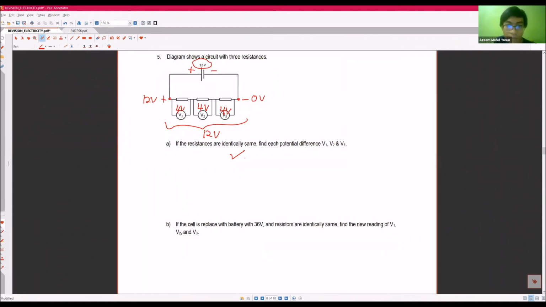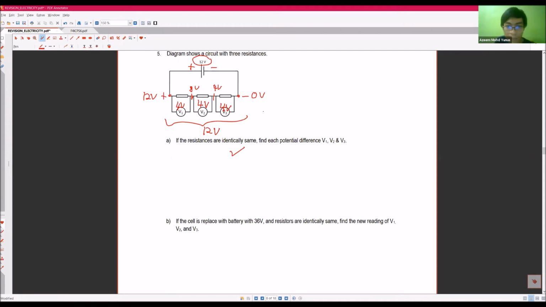If you want to check it one by one, 12 minus 4 is 8 volt here. 8 minus 4 is 4 volt here. 4 volt minus 4 volt becomes 0. So we checked that, we completed the loop.